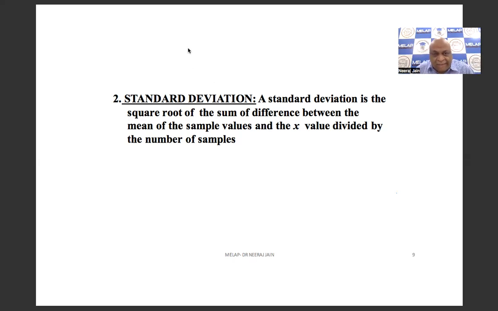Okay. So now, another thing is, we are understanding this mean is important, this mean is good, but it has certain limitations. Suppose there are three laboratories.